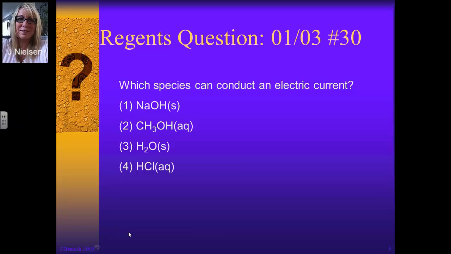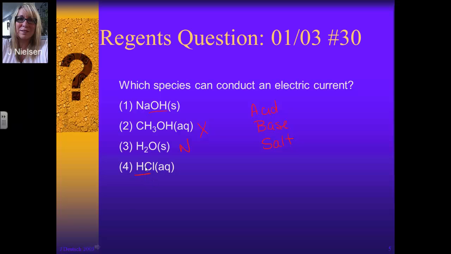So which species can conduct an electric current? Mind you, I am looking for an acid, base, or salt. Well, here's my metal and an OH. We know that's a base. This is not a base, even though it has OH, because this is not a metal. This is water. We know it's neutral. And this is HCl, and that's an acid.